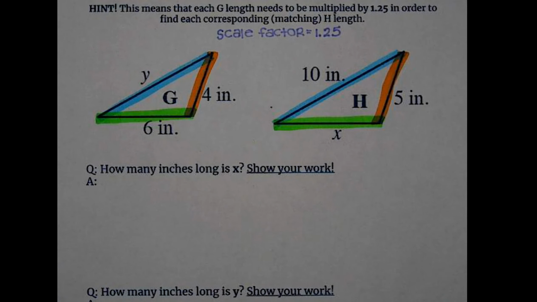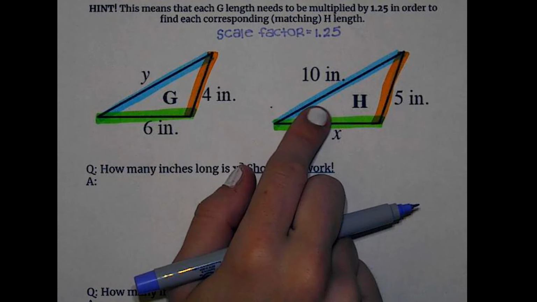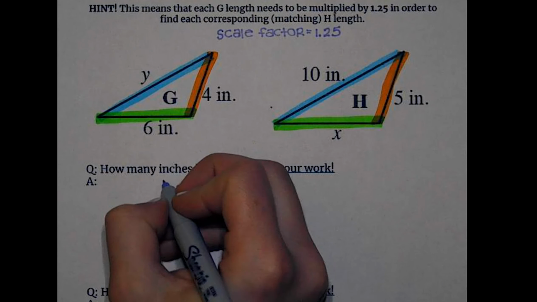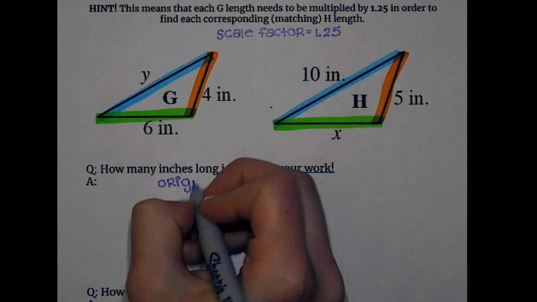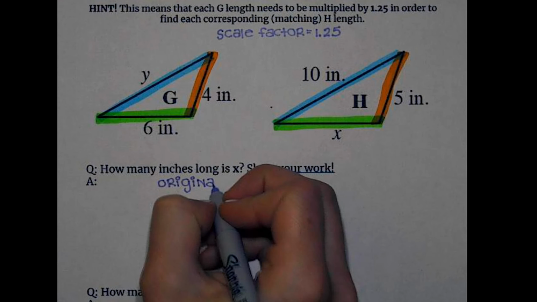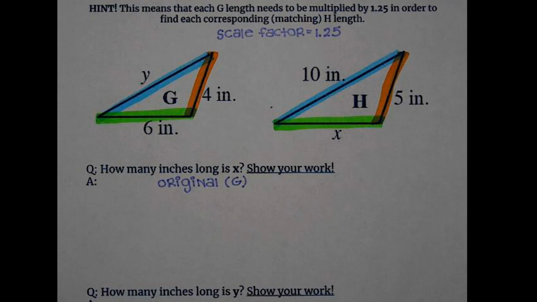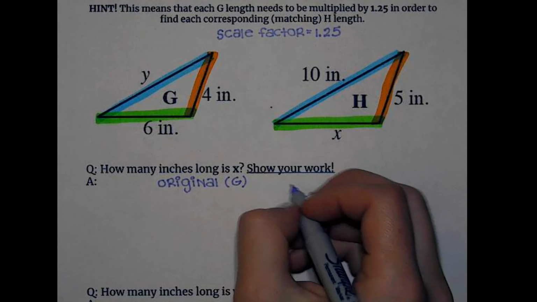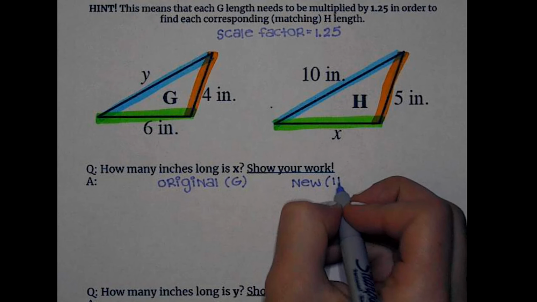Now, like I said before, whenever we are doing scale factor problems, we are always going from the original to the new shape. In this case, this is going to be the original, and this is going to be the new. So I'm still going to write it out. Original, and then in parentheses I'm going to write G, because we know that the G shape is our original. It tells us in the problem above. And new, and I'm going to write H.